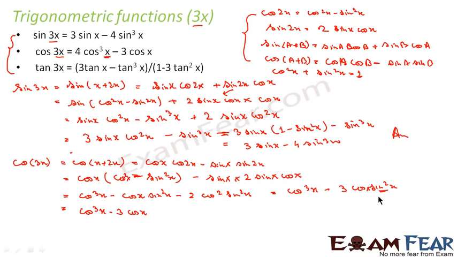Instead of sin square x, I'll say 1 minus cos square x, because we know that sin square plus cos square is equal to 1. So sin square is nothing but 1 minus cos square x. So I'll write this is equal to 1 minus cos square x. So now everything we have is in cos x term.